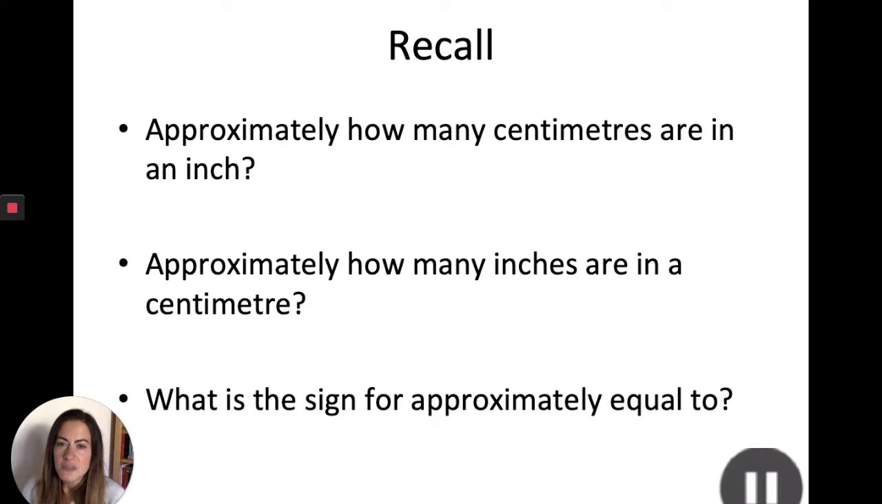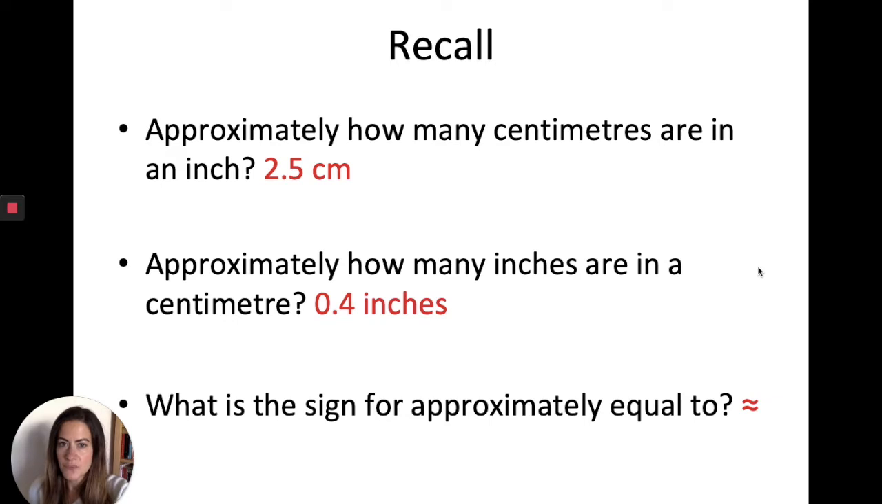Another bit of recall. If you remember, it's important that we're continuously recalling information to strengthen the information in our long-term memory. So these are 3 key points from yesterday's lesson that hopefully you can recall. Can you remember approximately how many centimetres there are in 1 inch? Can you remember how many inches there are in 1 centimetre? And can you remember how to write the symbol for approximately equal to? So pause the video here, see if you can write down those 3 answers.